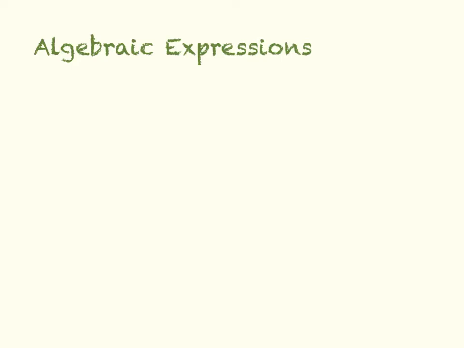Algebraic expressions are basically math sentences that contain ordinary numbers, variables, and operations like addition, subtraction, and multiplication. So a couple examples of what an algebraic expression would look like would be something like 3x plus 2. Notice we have numbers like 2, variables like the x, and addition signs. Possibly something like x over 4. That would also be an algebraic expression.